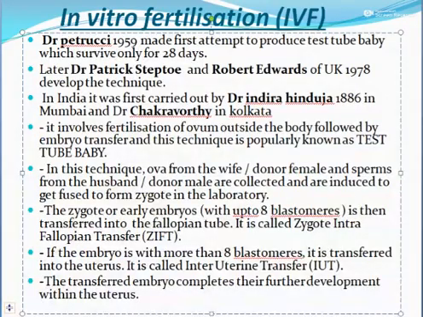Let us go on with the first one, in vitro fertilization. In vitro means fertilization is being done in the test tube. Dr. Petrucci in the year 1959 made the first attempt to produce a test tube baby, which survived only for 28 days. Later, Dr. Patrick Steptoe and Robert Edwards of the UK in 1978 developed these techniques.